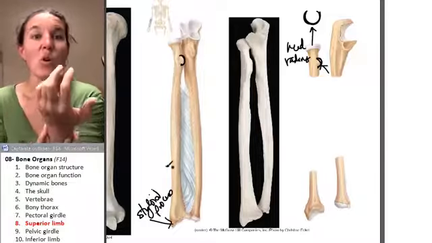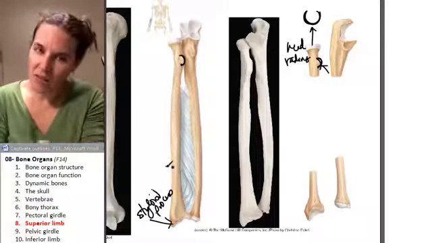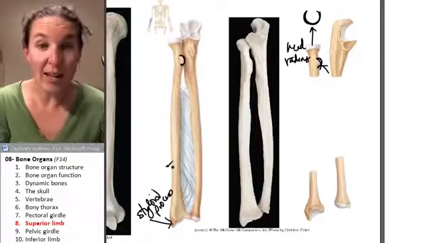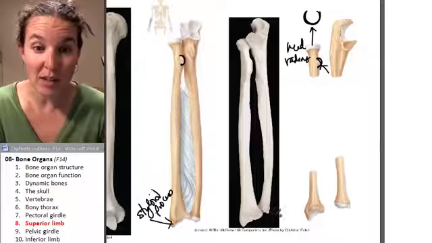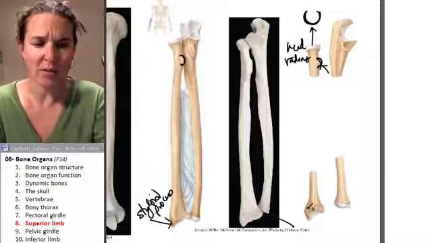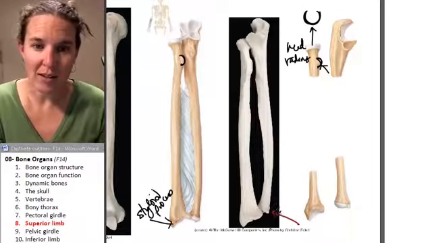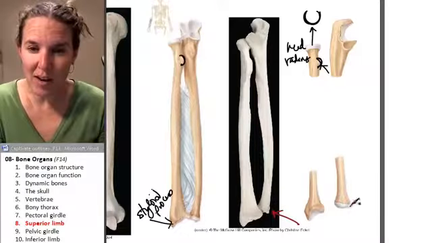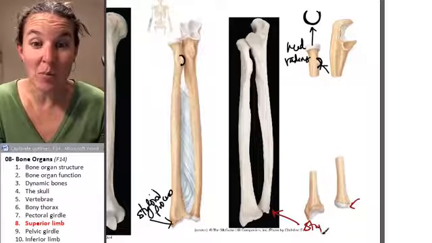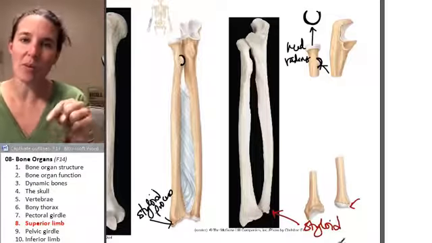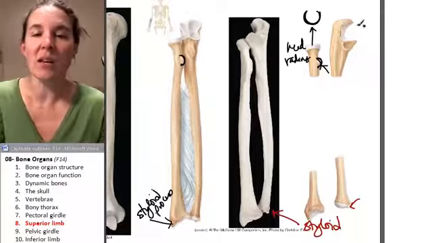Okay, your ulna, which is medial in anatomical position, has a styloid process. Look, there it is, right? Try that. There's a little bump right there. That's the styloid process as well, except it's the styloid process of the ulna.